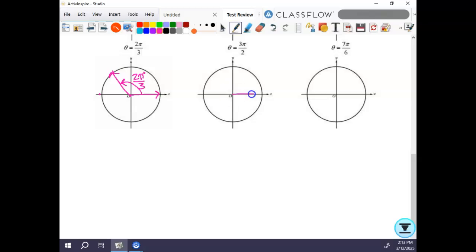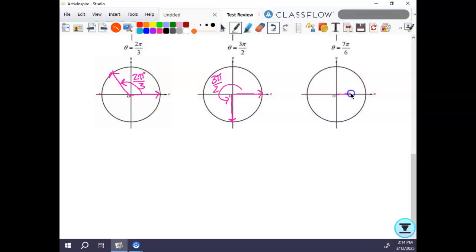3 pi/2. What quadrant is that in? It's a quadrantal. Is it north, south, east, or west? South. It's kind of a good way to say it, right? It's down here, and then this is 3 pi/2. We can practice our directions too.